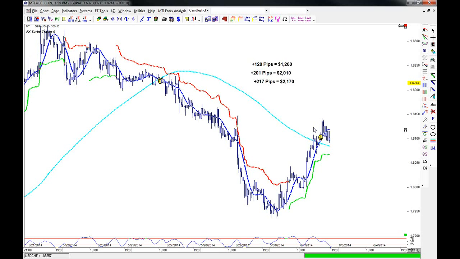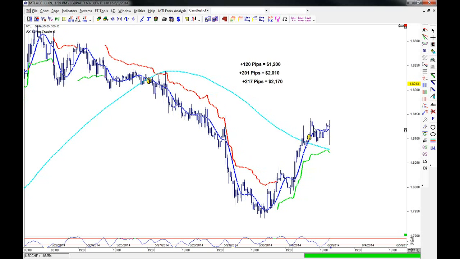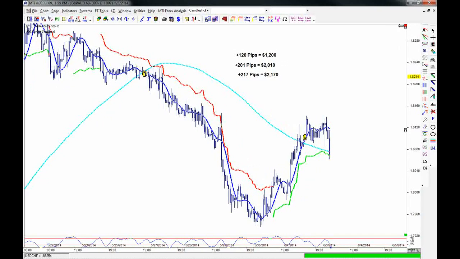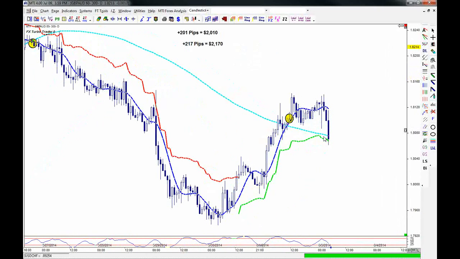So once again, we're buying. We see the market going up, and then what happens? How many of you see this? The market took a dip. So what happened is we just actually took a loss.